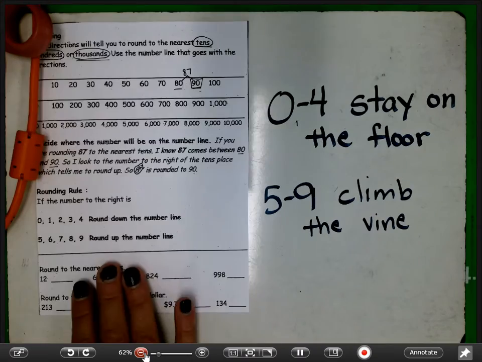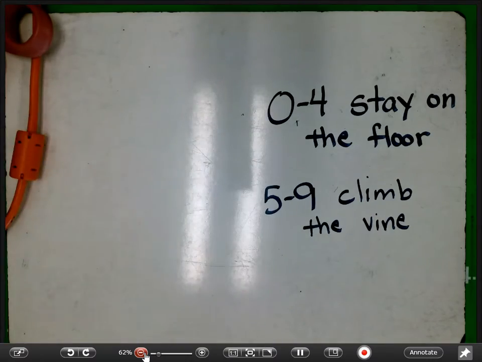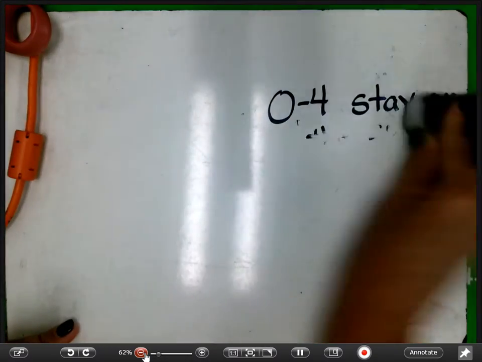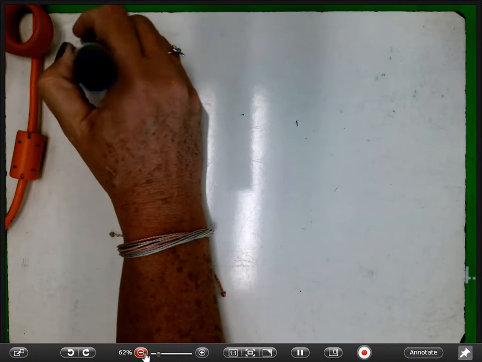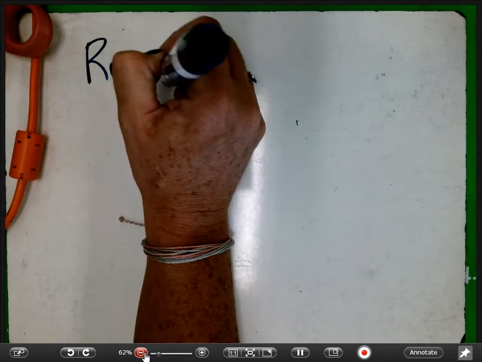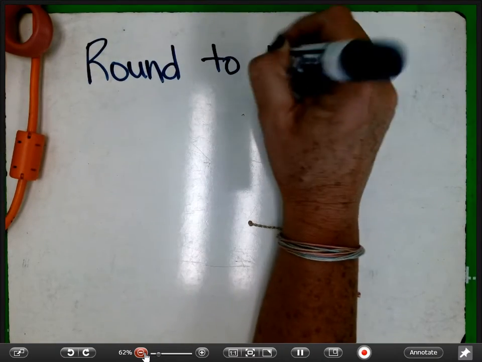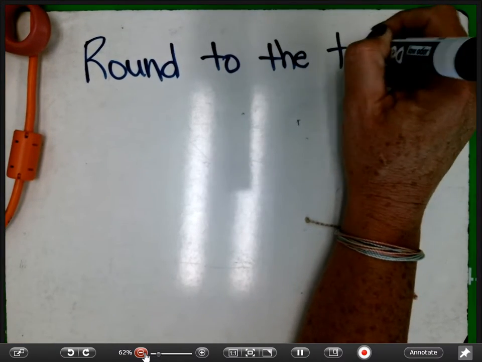Okay, so I'm going to go ahead and just do a couple examples, and I want you guys to help me through it, okay? All right, the first thing you have to do is decide where we are rounding to. So the first one's going to say round to the tens.